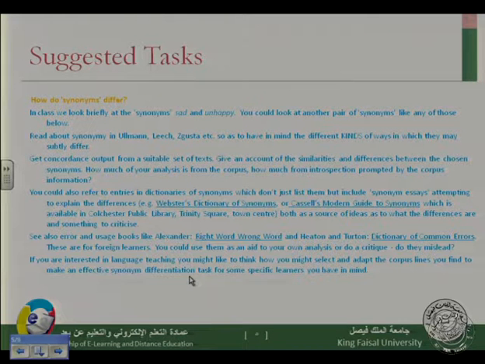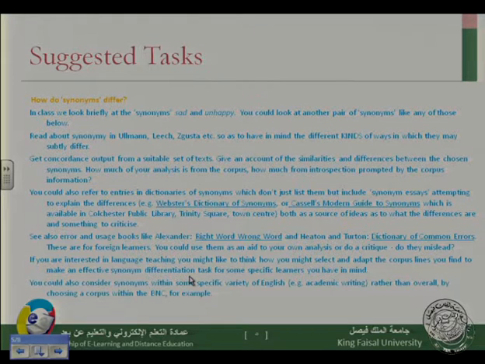You could also consider synonyms within some specific variety of English, either academic, rather than choosing a corpus within the BNC, for example.